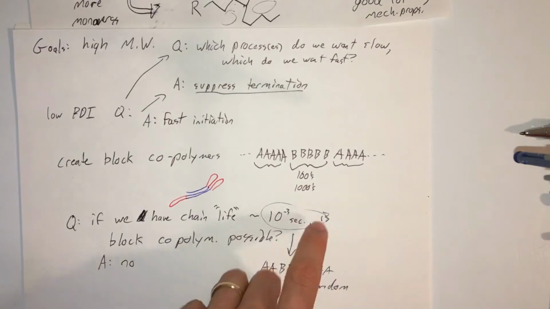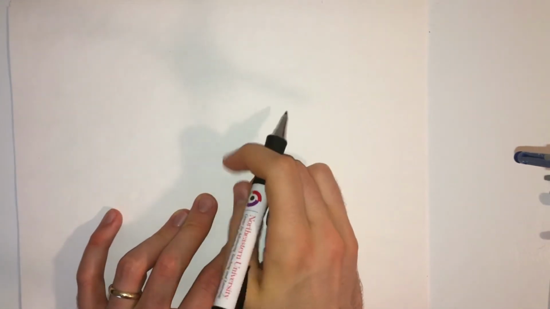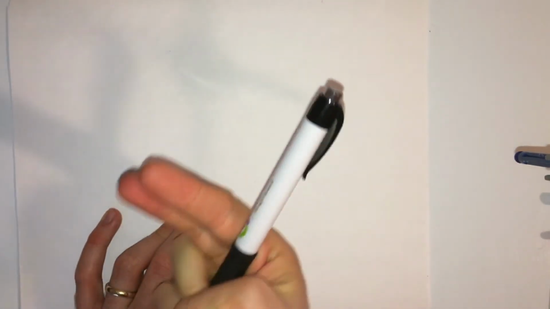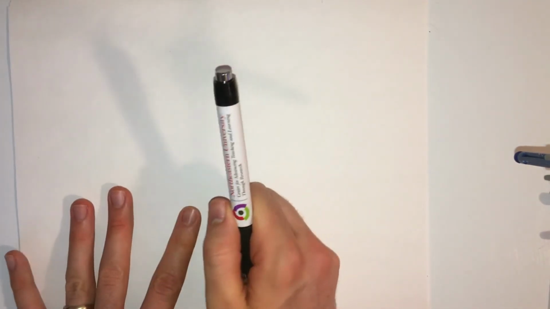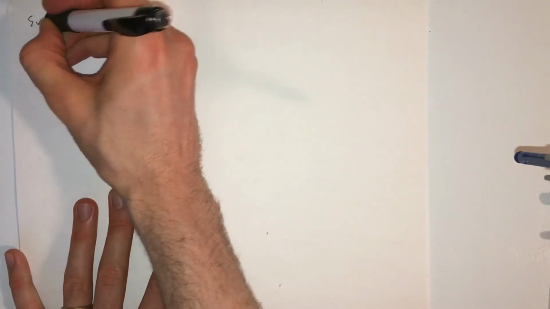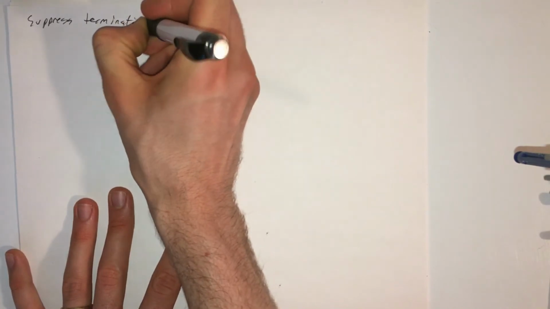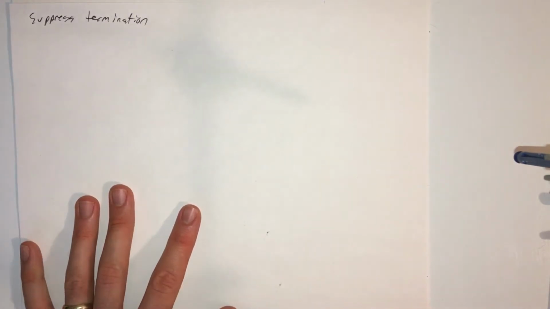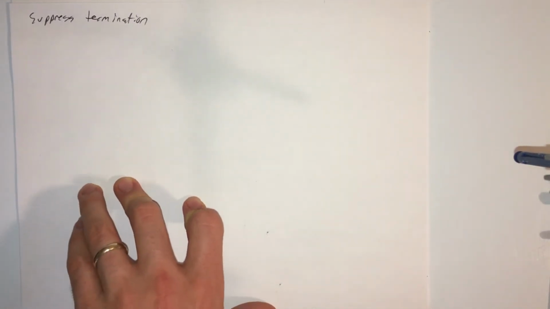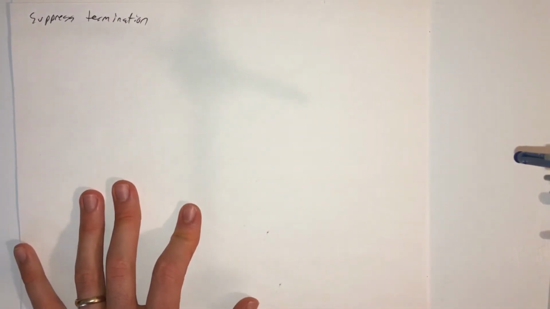So we need to figure out a way to get this chain life to be more than 10 to the minus 3 seconds. So the key to all of this working, high molecular weight, low polydispersity index, and controlled block copolymerization, is suppressing termination. And the key to suppressing termination involves taking a careful look at reaction rates. So we'll look at kinetics, and kinetics will inform what our best strategy is for how to suppress termination.